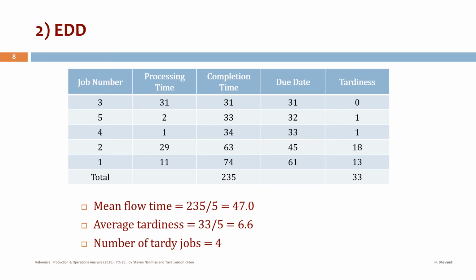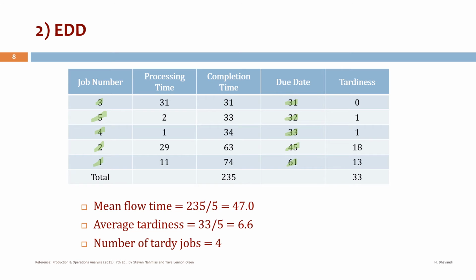Now let's go for EDD, earliest due date. Here we have the due dates. If we order the due dates in ascending order, we will have this order: 31, 32, 33, 45, 61. 31 is job number 3, 32 is job number 5, and then 33 is job number 4, then job number 2, and job number 1. As you see here, this is our sequencing. We will process first job number 3, and then job number 5, and then job number 4, and so on.